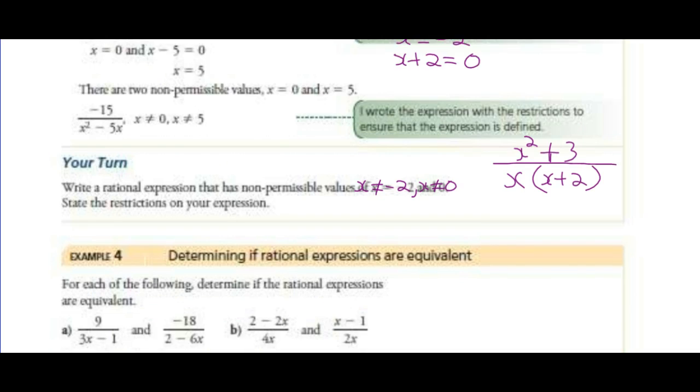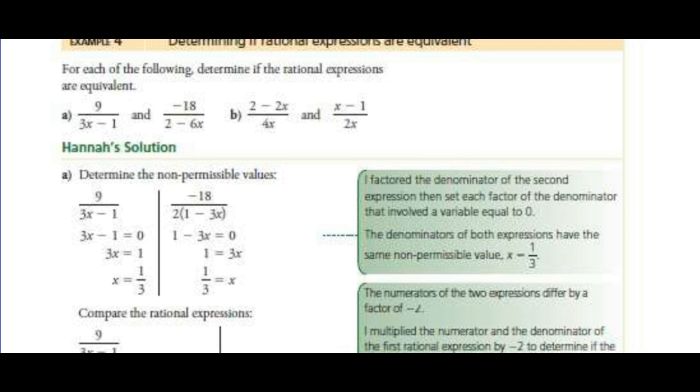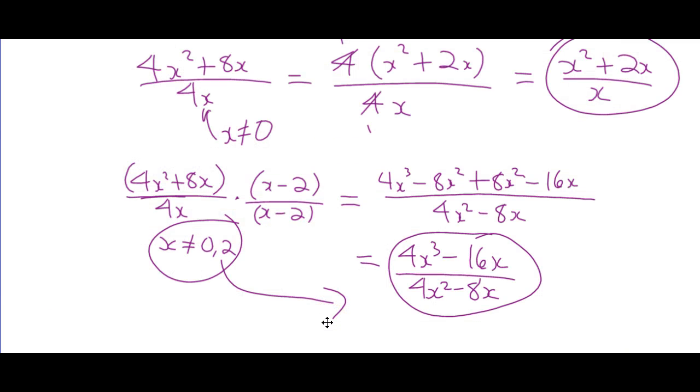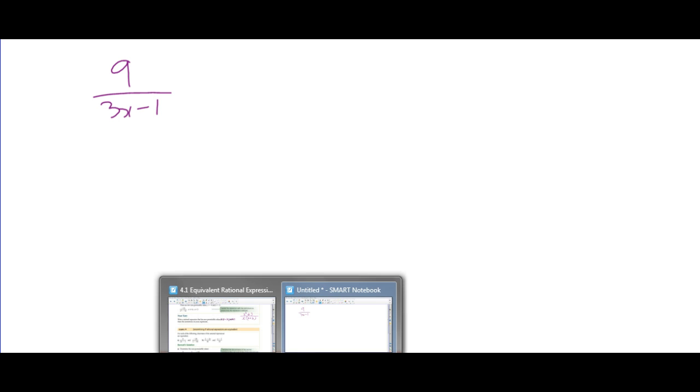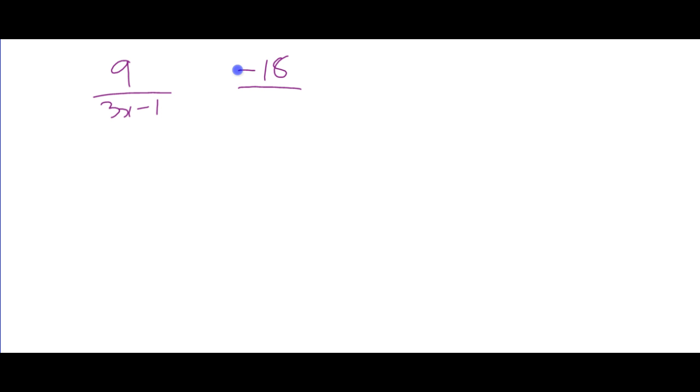Okay, determining if rational expressions are equivalent. For each of the following, determine if the rational expressions are equivalent. Okay, so let's just look at these. What do we got? 9 over 3x minus 1 and negative 18 over 2 minus 6x. Question is, are these equal? So how would you handle that? What would you want to do?